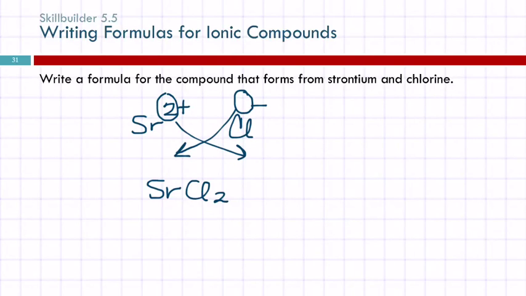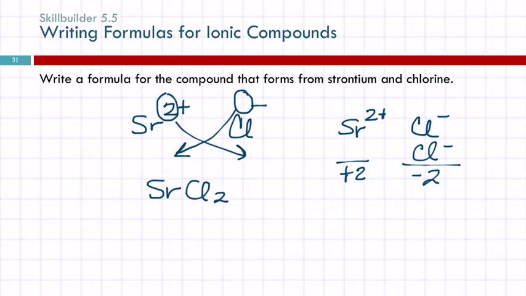So let's see how this makes the charges work out. SrCl2 means I have 1 strontium ion and 2 chloride ions, right? So I have a total of +2 charge from that 1 strontium ion, and with these 2 chloride ions, that's going to be a total of -2 charge. +2 plus -2 equals 0. Any questions?